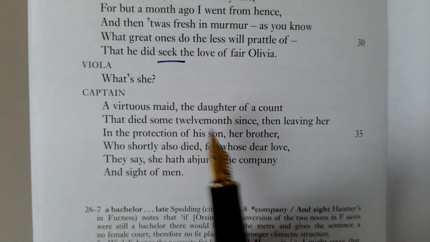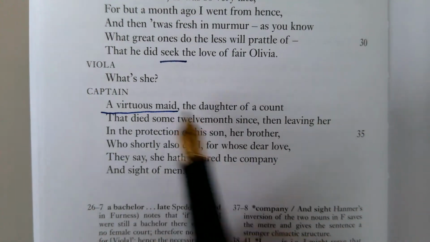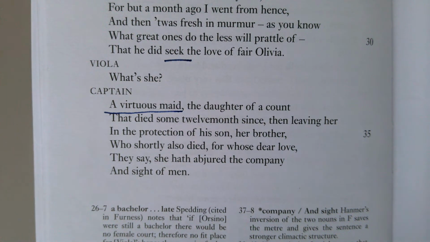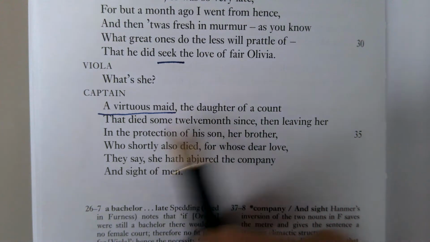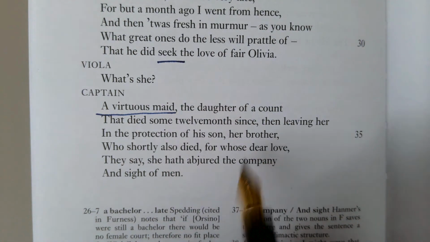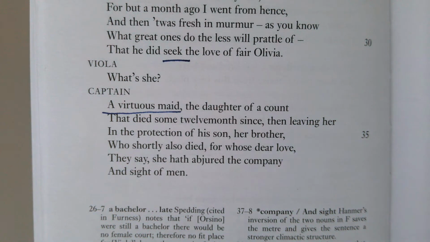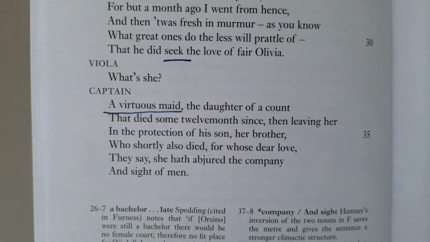"What's she?" Well, she's a virtuous maid. She's a good virgin. That's how we want to categorise all of our women. The daughter of a count that died some 12 months since. Okay, that's interesting. We're getting a bit more information about Olivia here, that her father and her brother died about a year ago, which potentially adds to that performative aspect of her grieving. I'm not saying that you should get over the death of a father and a brother within a year. It's unlikely that you're ever going to get over that kind of loss. But we are in a comedy. Yeah? So let's just be guided by the genre a little bit.